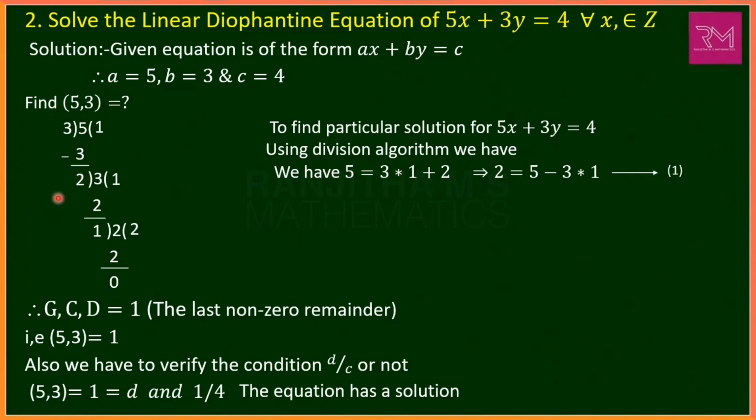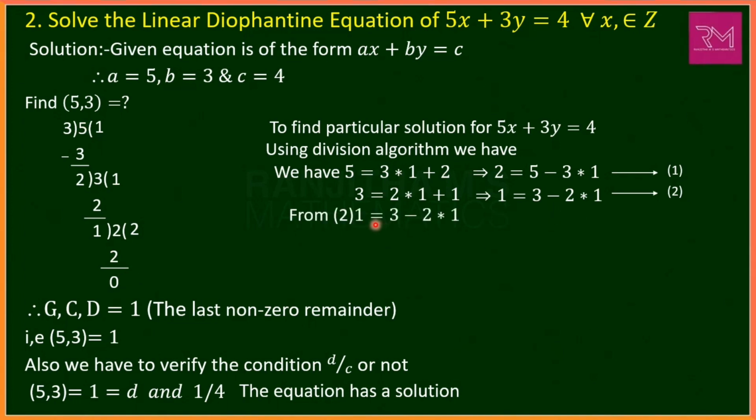Next we have to find the division algorithm method for this value also. That is, we get 3 is equal to 2 into 1 plus 1, or we can take this as 1 is equal to 3 minus 2 into 1. Call this equation number 2. Here there is no need to apply the division algorithm method for this value, since the remainder is 0 here. To find the particular solution for the given linear Diophantine equation, we have to use the division algorithm method for these values.